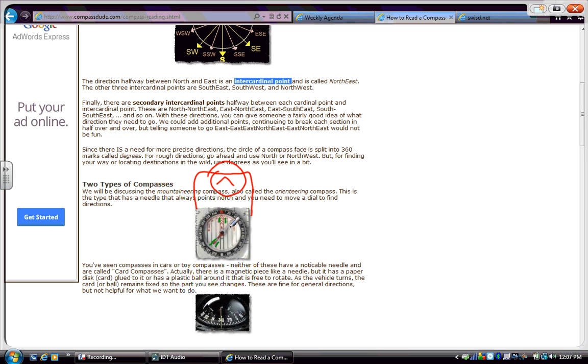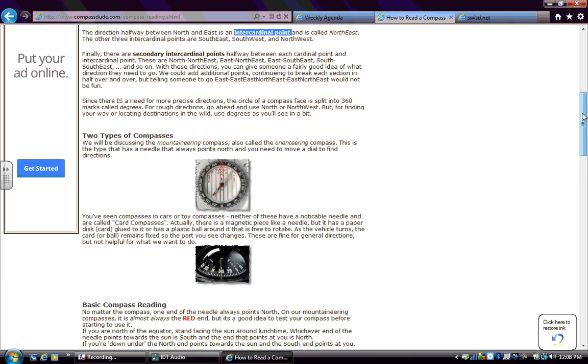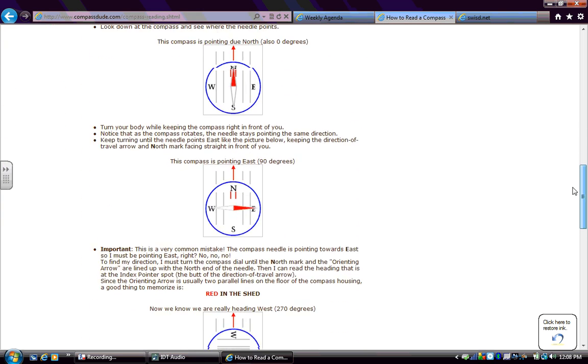So we know that we have a needle here. It's broken up into a north for the red and a south for either the black or white, depending on what kind of compass you have. You'll also have this green marker, and you'll have this arrow at the top of your compass that we're going to refer to. So let's talk about how we would use a compass to find the direction of something.